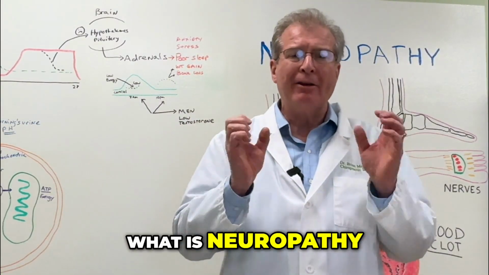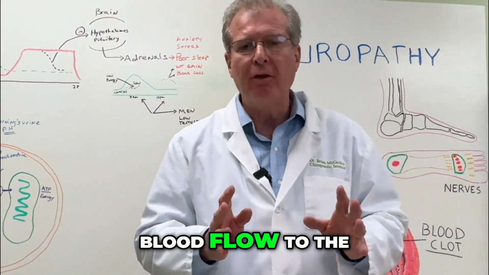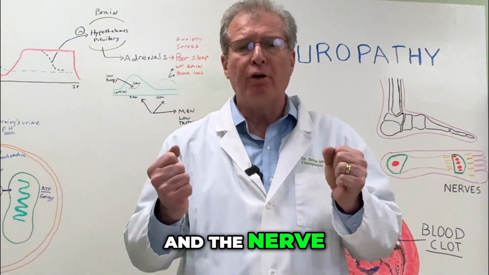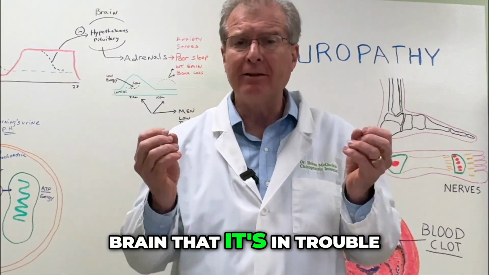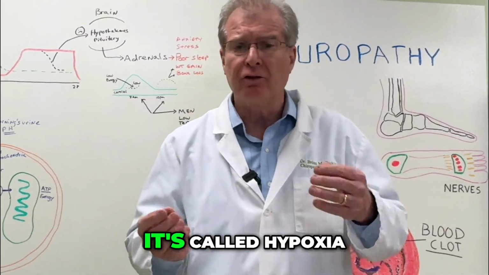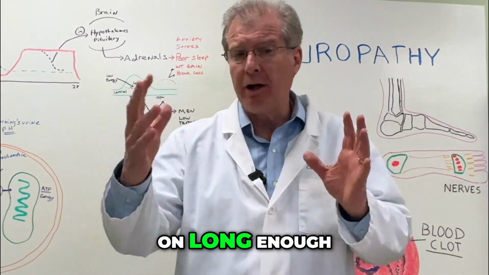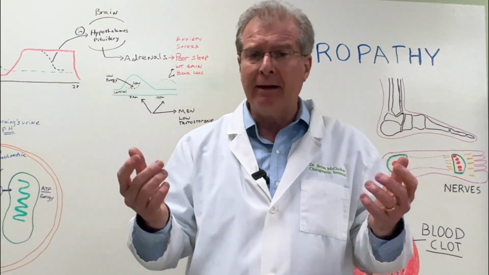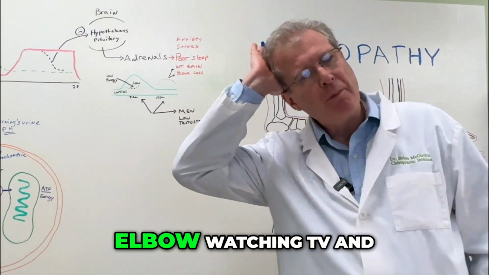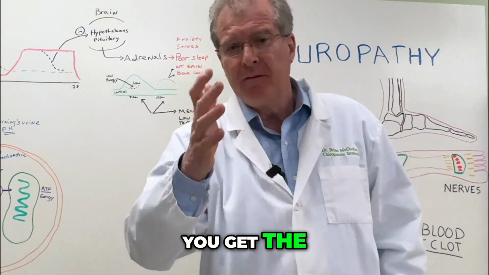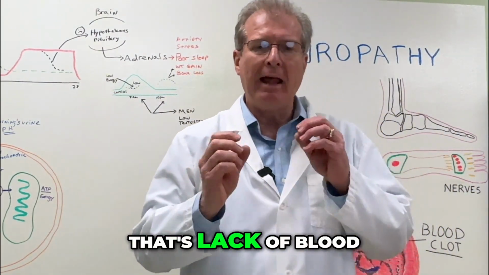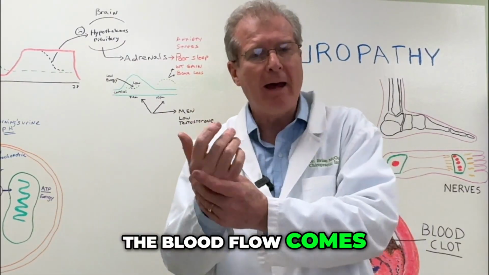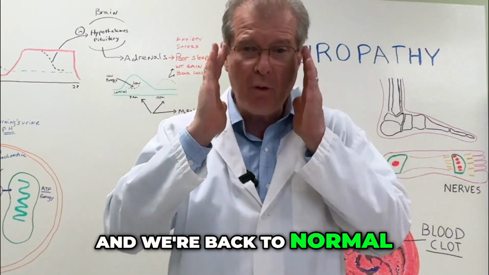So what is neuropathy? Neuropathy is when the blood flow to the nerve is shut off or reduced, and the nerve sends signals to the brain that it's in trouble. It's lacking oxygen, it's called hypoxia, and if it goes on long enough, it would die. So the brain picks that signal up as pain. When you're on your elbow watching TV and you get the numbness in your hand, that's lack of blood flow to the nerve. And when you shake it enough, the blood flow comes back and the nerve comes back to life and we're back to normal.